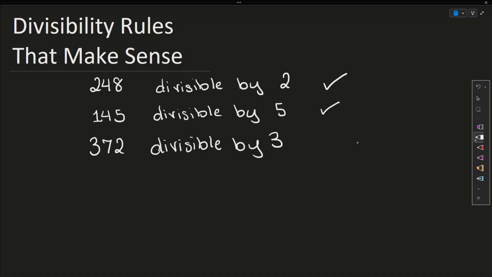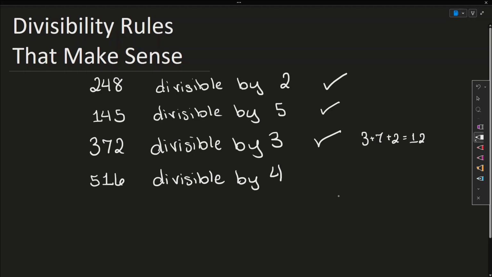Is 372 divisible by 3? For 3, we need to add the digits. 3 plus 7 plus 2 is 12, and 12 is divisible by 3. So 372 is divisible by 3. Is 516 divisible by 4? For 4, we need to look at the last 2 digits. 16 is divisible by 4, so yes.